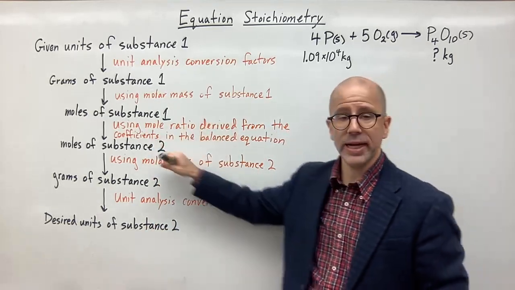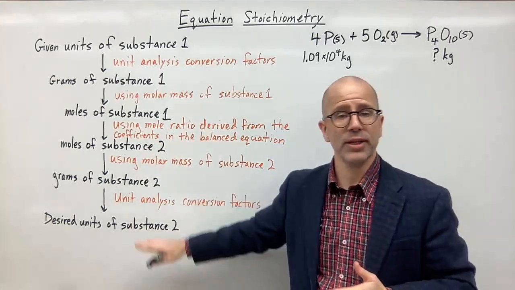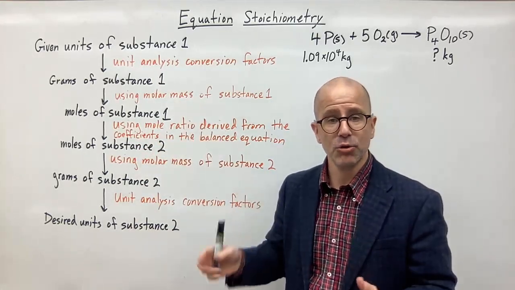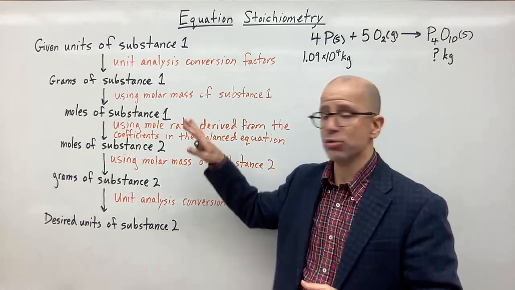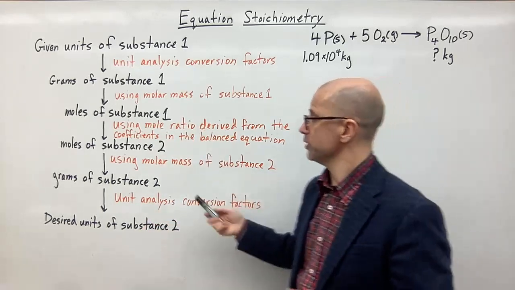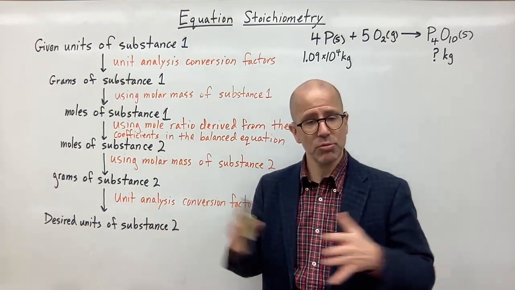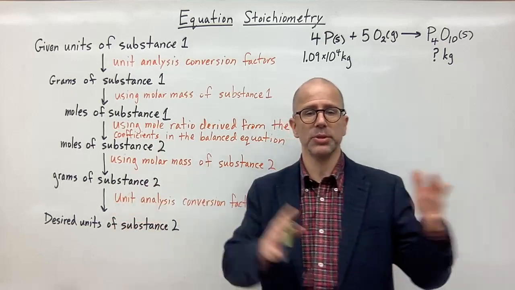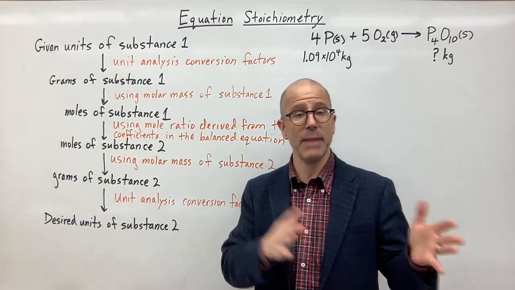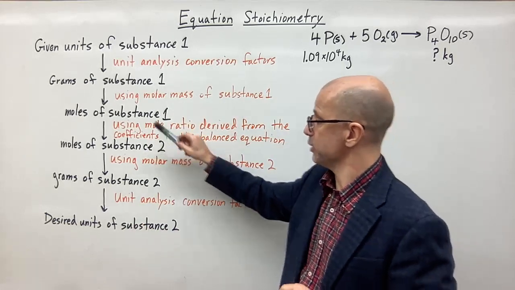And then step 3, again, is once I get moles of substance 2, I'm converting that to whatever unit they want, and I'm going to use whatever conversion factors are at my disposal. But the first thing you want to do is convert to grams, right? Because again, we're assuming we're going from mass of one substance to mass of the other substance. It's a mass-mass conversion. So in this case, I want to get to grams.